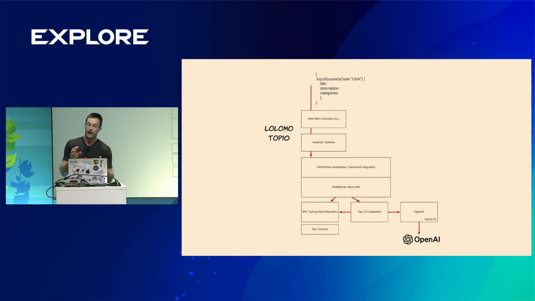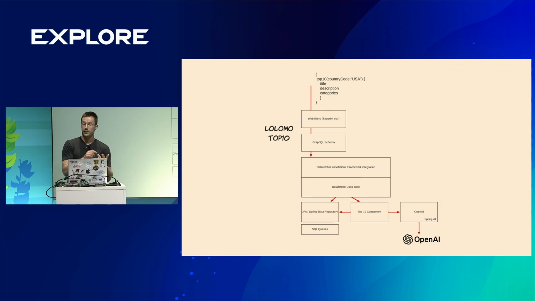It's a GraphQL app, and we are basically sending a GraphQL query, top 10, to the service, and it goes through the whole web stack like normal. There's a GraphQL schema, and then I have my data fetcher code that lives in the framework. But then there's a whole bunch of other components going on as well. I've got a Spring Data JPA repository sitting on top of Postgres, so there's a bunch of SQL going on. I've got a top 10 component with a bunch of business logic.